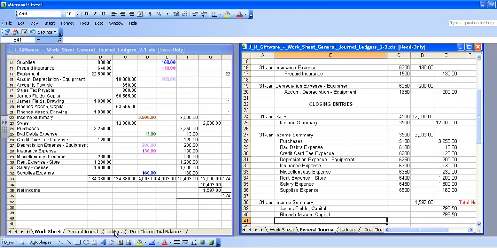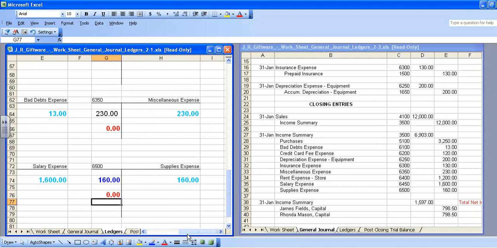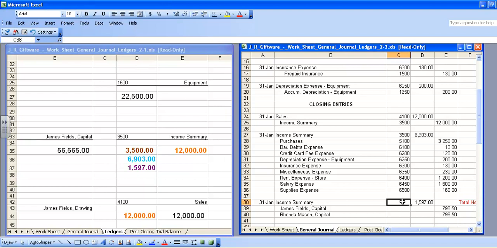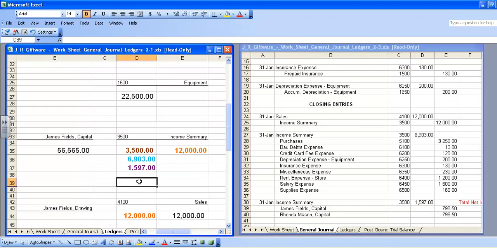Okay, and then once again we're going to go to our ledgers and post. So we're going to look for income summary, and we're going to put in our $1,597. Once we have that amount in, we can check the balance of our income summary account by adding everything on the debit side and subtracting the credit side. So I'm going to add these 3 and subtract this number, and I should end up with 0.